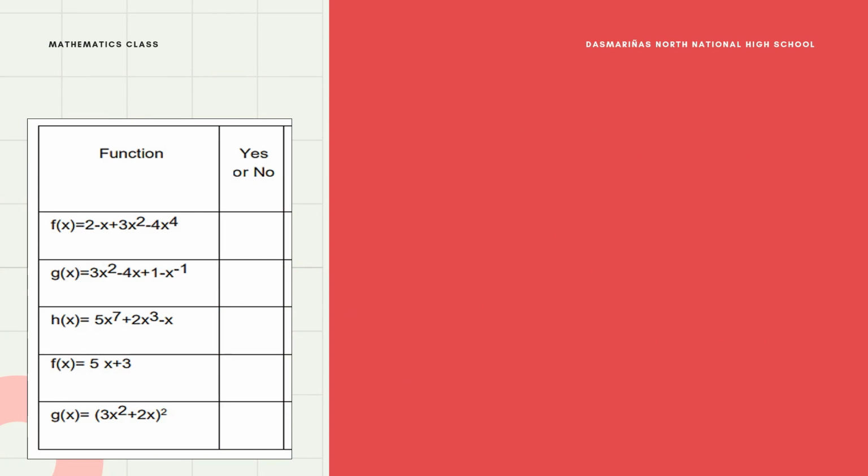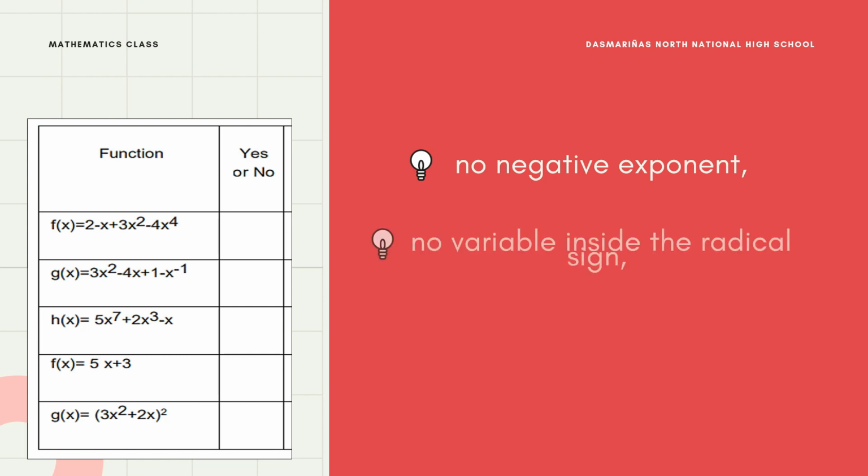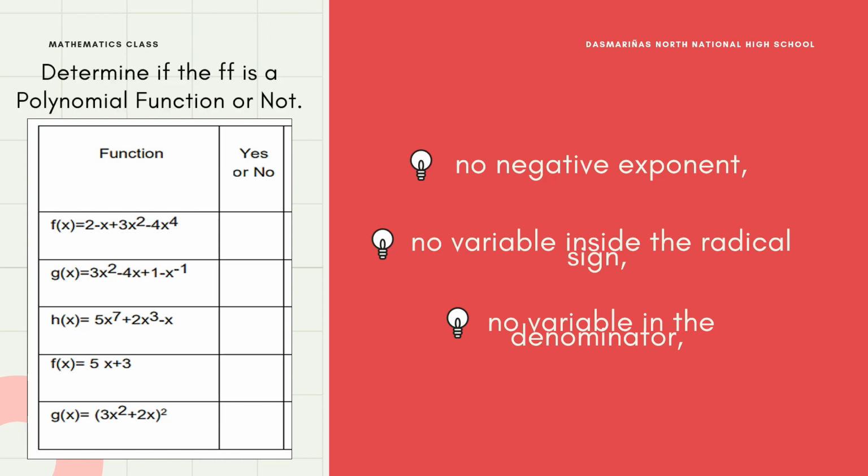From the definition, we can imply that in each polynomial function, there is no negative exponent, no variable under radical sign, and no variable in the denominator. By that, we can determine if the equation is a polynomial function or not. Now, let's determine if the following is a polynomial function or not.